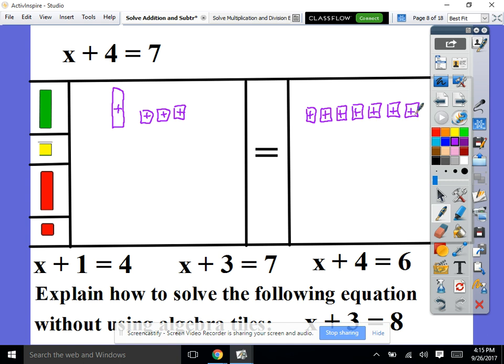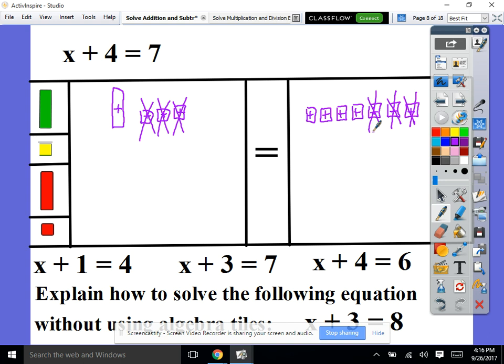So I want the X by itself. So I'm going to get rid of these 3, and I'm just going to mark through them with big X's. They're gone. But if I X out 3 on that side, I have to X out 3 on this side, which gives me X equals 4. You already knew 4 plus 3 equals 7.